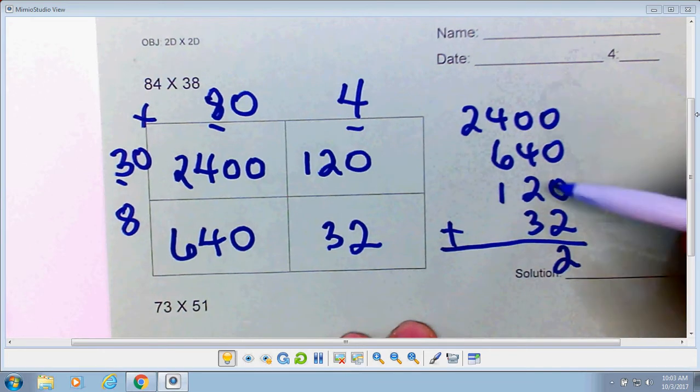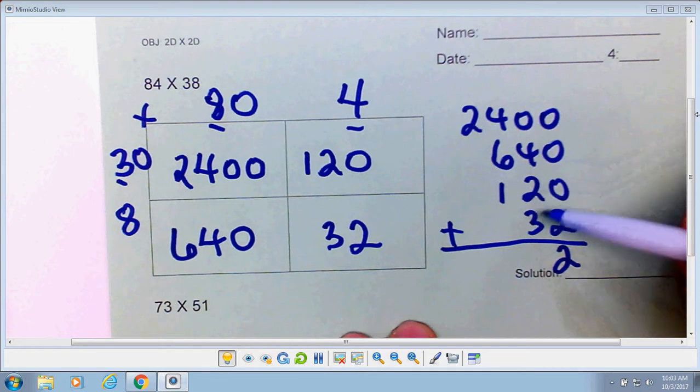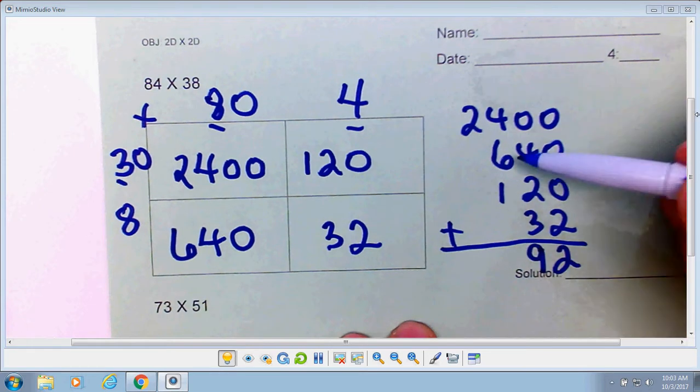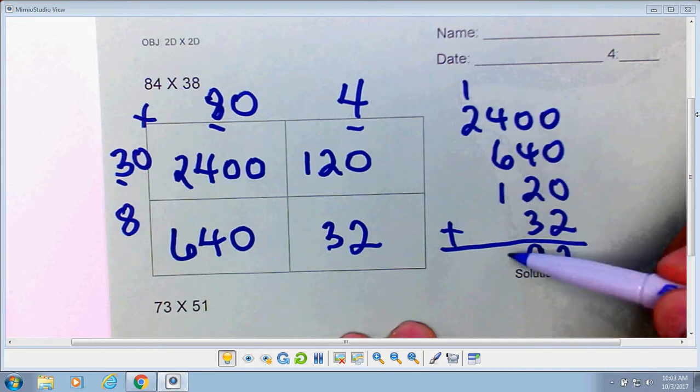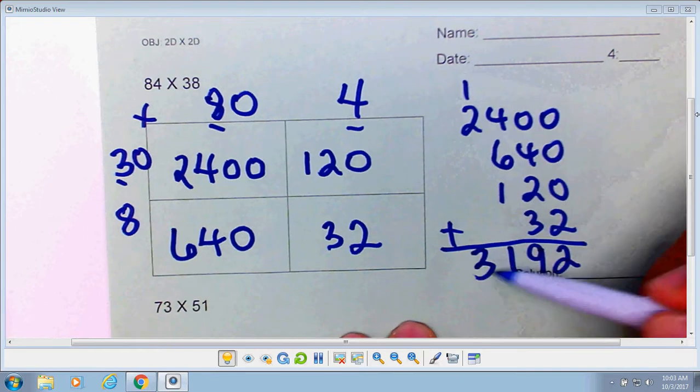There's 2, 4, 5, 6, 7, 8, 9. 6 plus 4 is 10, plus 1 is 11. 2 plus 1 is 3.